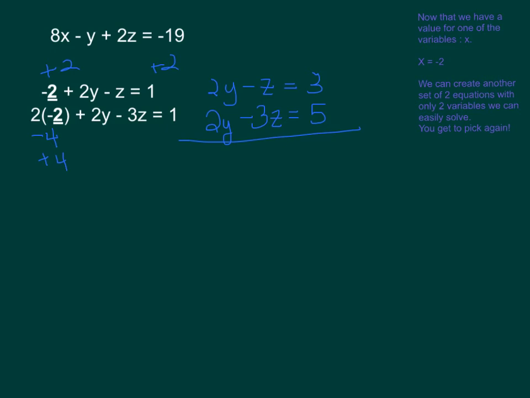Let's go ahead and solve. How am I going to solve that for one of the variables? I can solve by elimination. I think I'll go ahead and get rid of the y's because they both have the same coefficient. I'll multiply the top equation by -1. That's going to give me -2y plus z equals -3. 2y minus 3z equals 5.